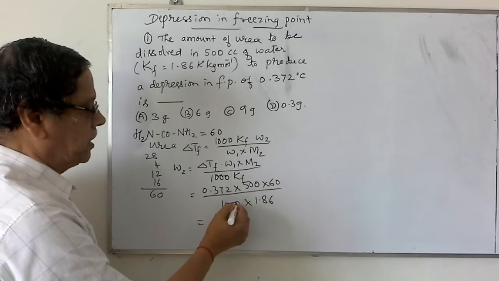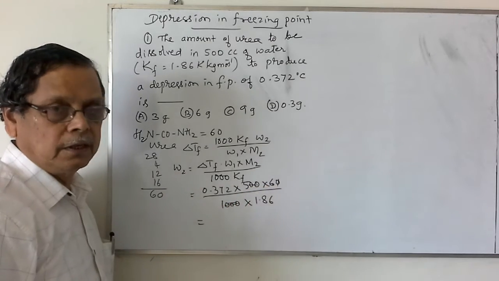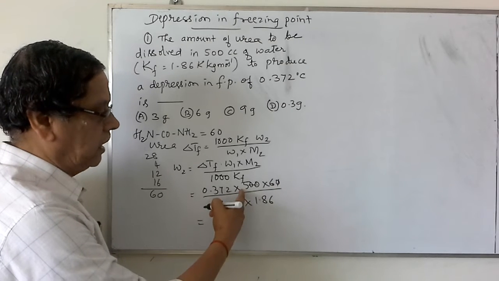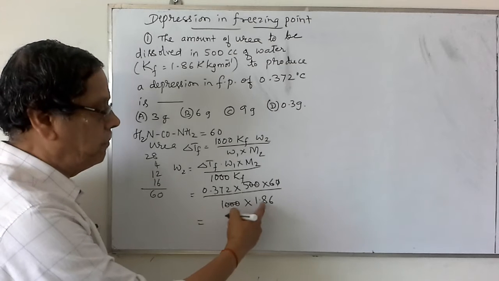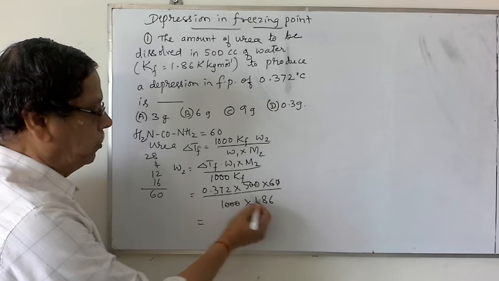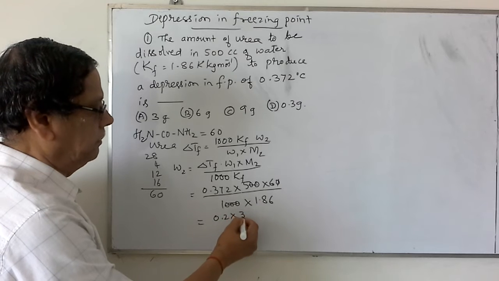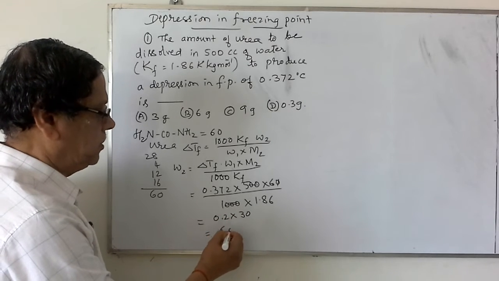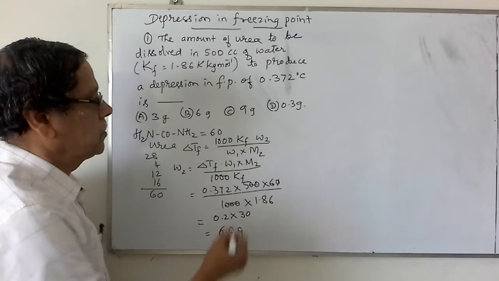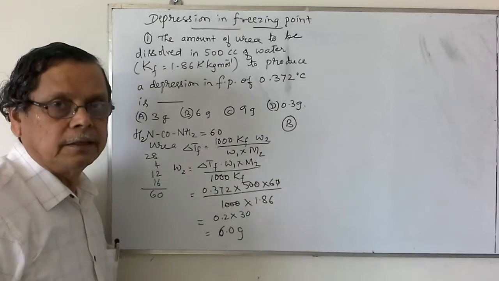So on simplification, you cancel 3 zeros for these 3 zeros. So it is 6 into 5, 30. 30 into 0.372 divided by 1.86 we will get 0.2 into 30. That is nothing but equal to 6.0 gram. So option B is correct for this.